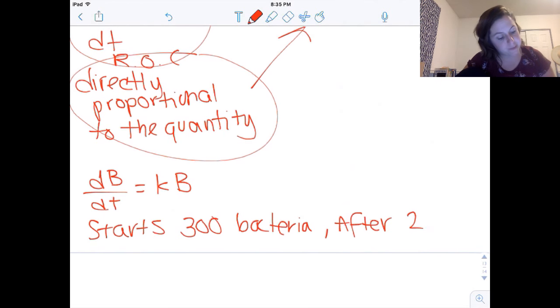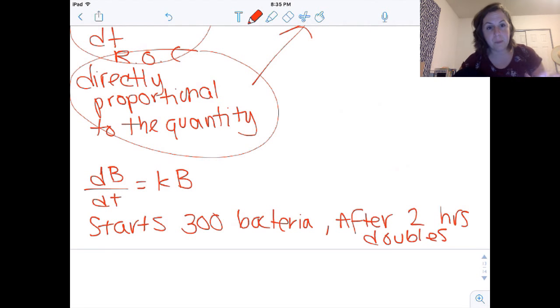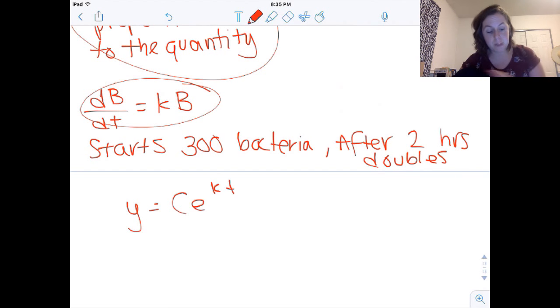So let's say that's our problem, right? So this is what I know. As soon as I see this, I'm going to go to, okay, C e to the kt. And actually, I don't even want to use y. I want to use B. So remember that this is your initial, right? In PERT, that's your initial investment. So it's going to be B equals 300 e to the kt.